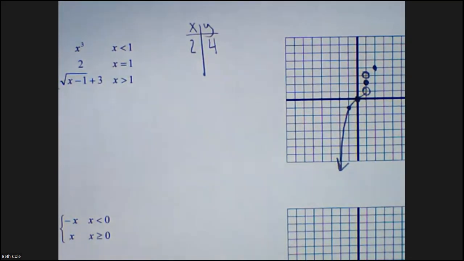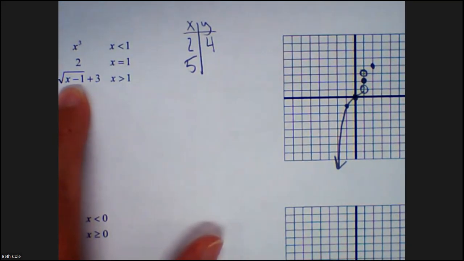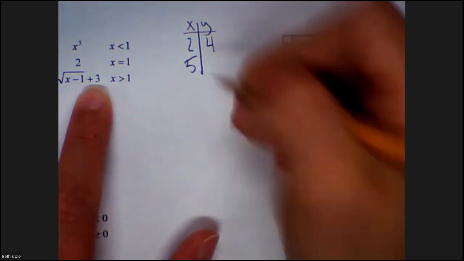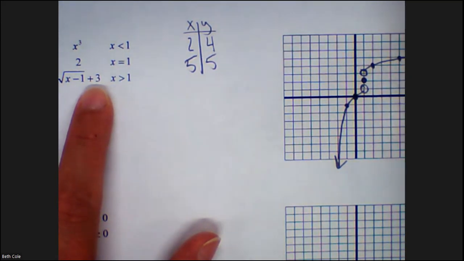Now think about it, because the further out you go, the harder it gets. Think about it for a second. What would be another okay number to plug in? 5? I agree, because 5 minus 1 is 4. Square root of 4 is 2, plus 3 is 5. So 5, 5. So something like that.